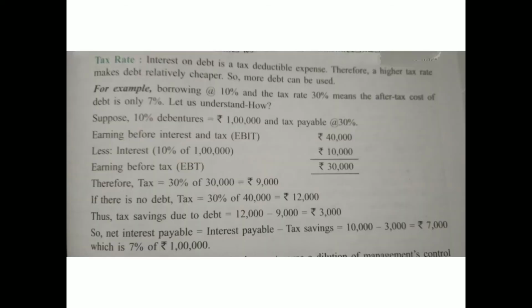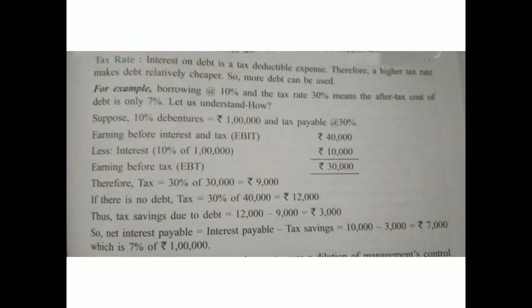Tax rate means interest on debt is a tax deductible expense. So higher the tax rate, relatively that source of debt is cheaper. So more debt can be used. For example, borrowing at 10% and the tax rate is 30%. So after tax cost of debt is only 7%.